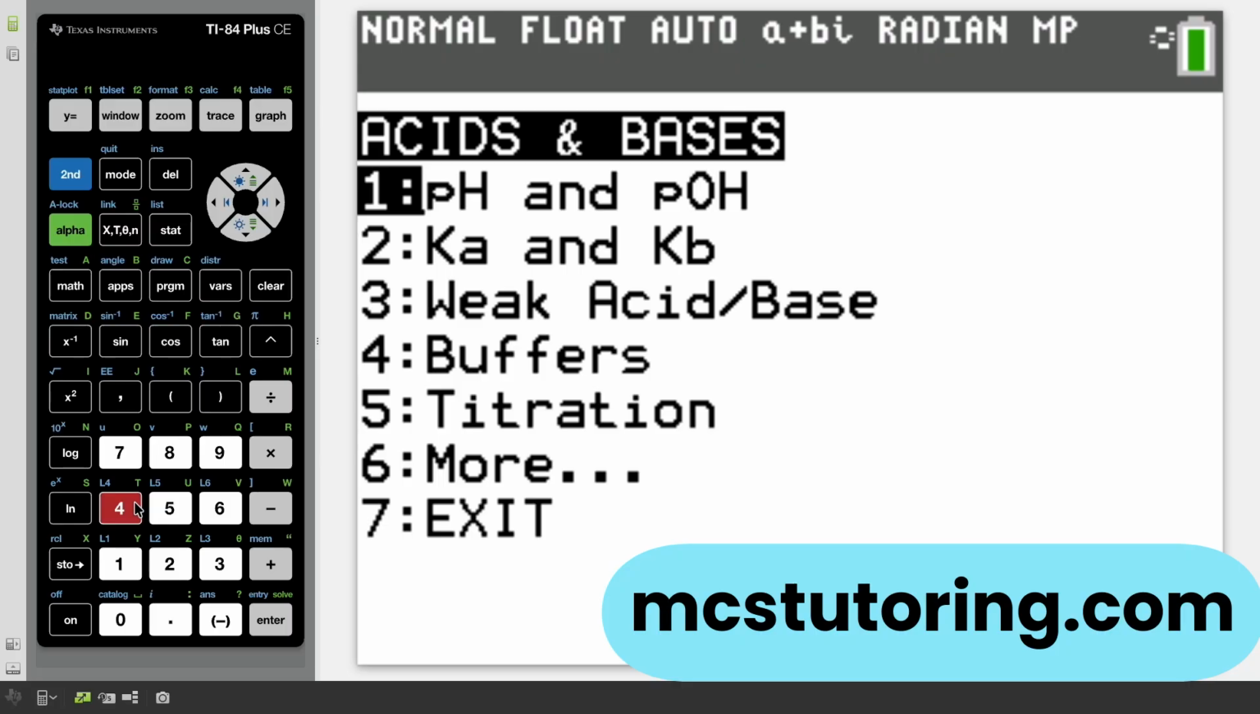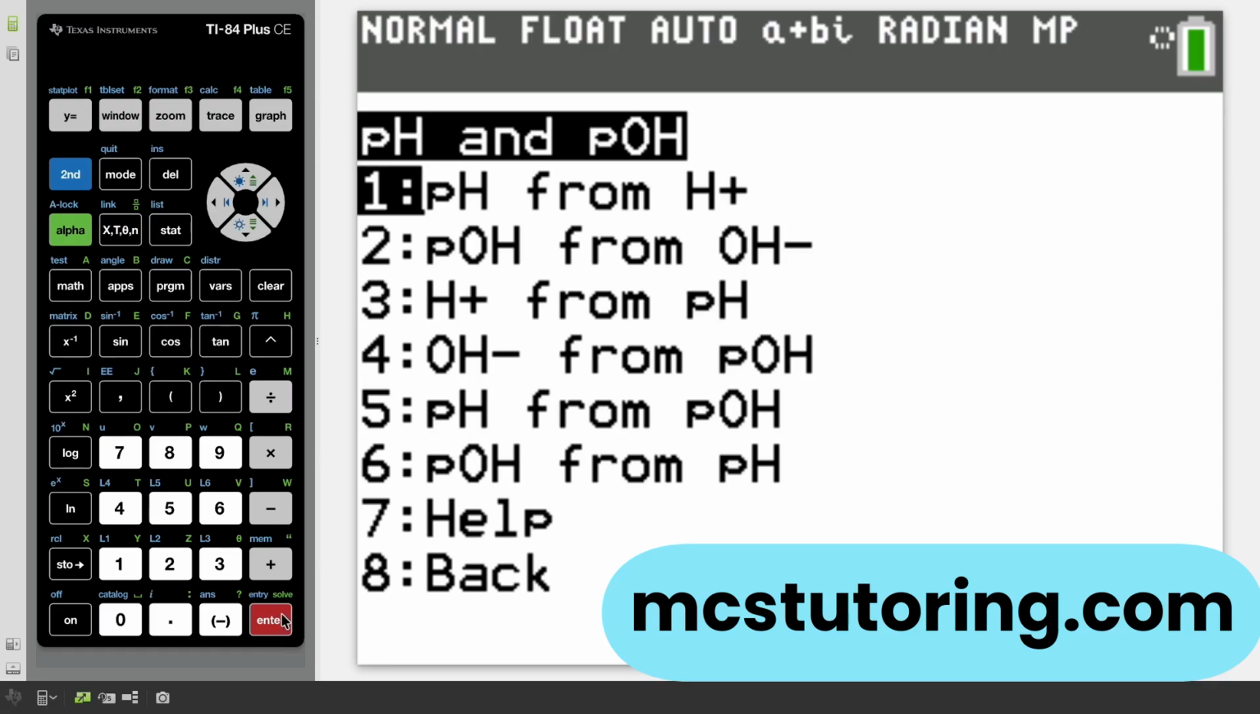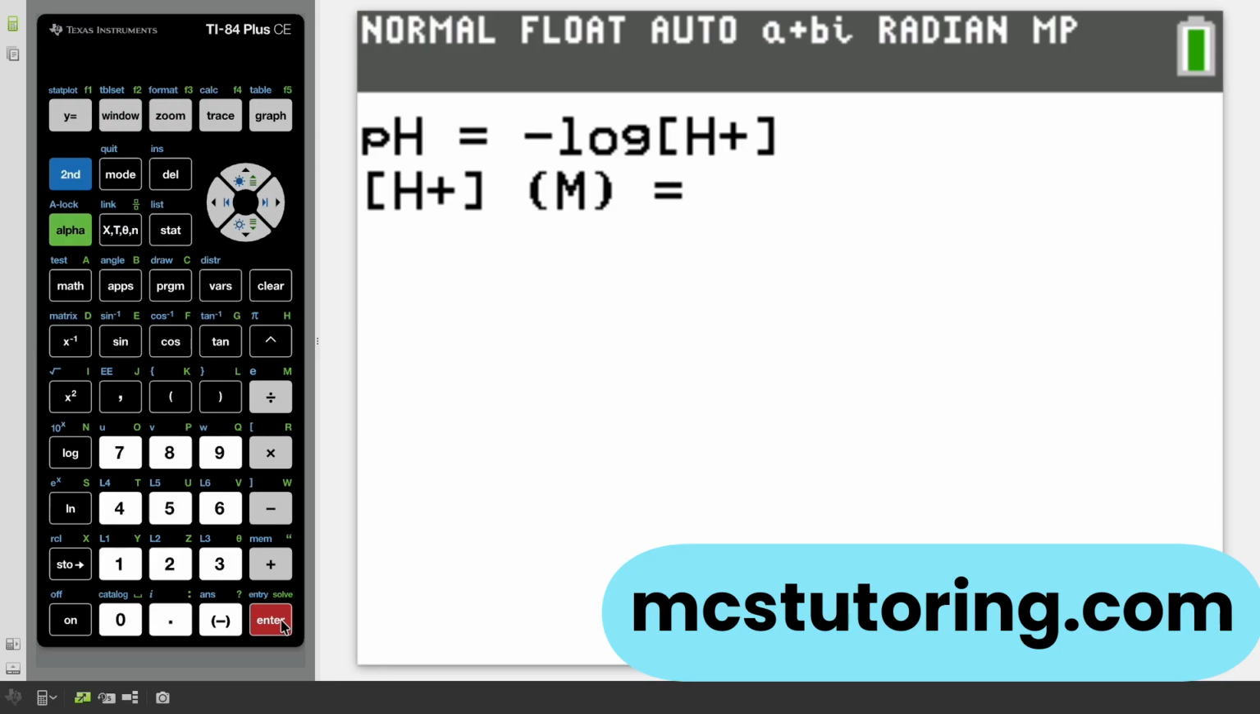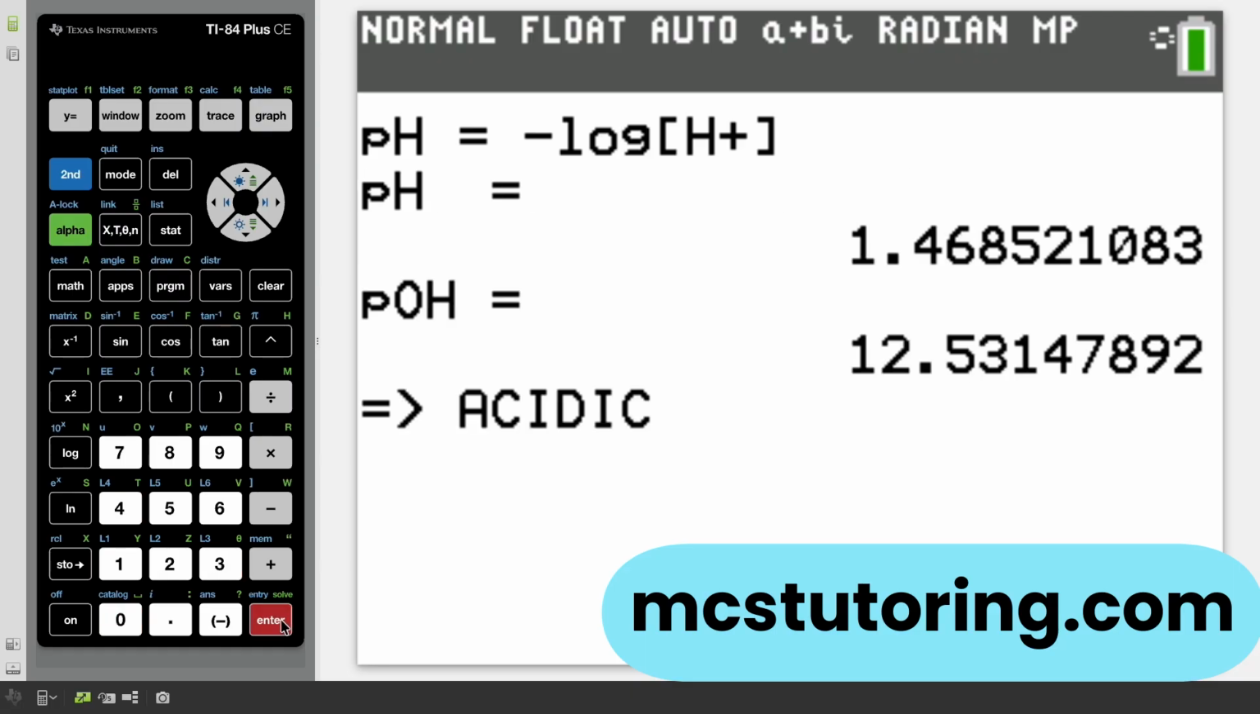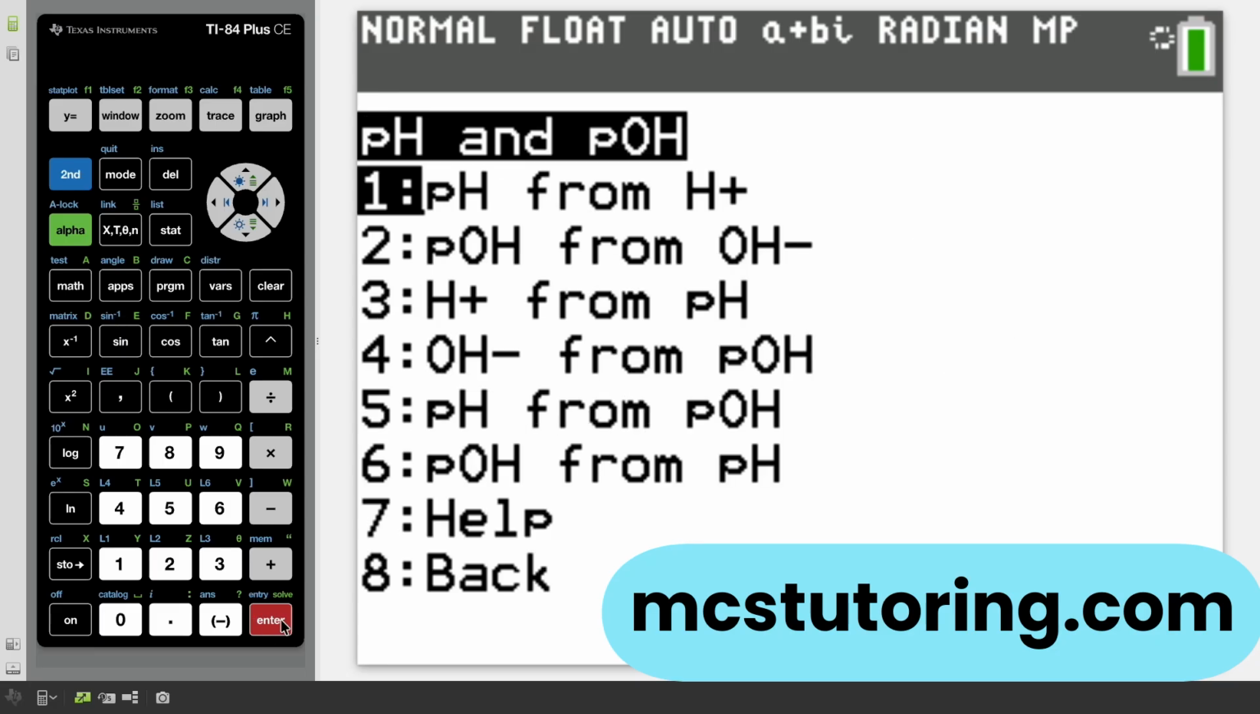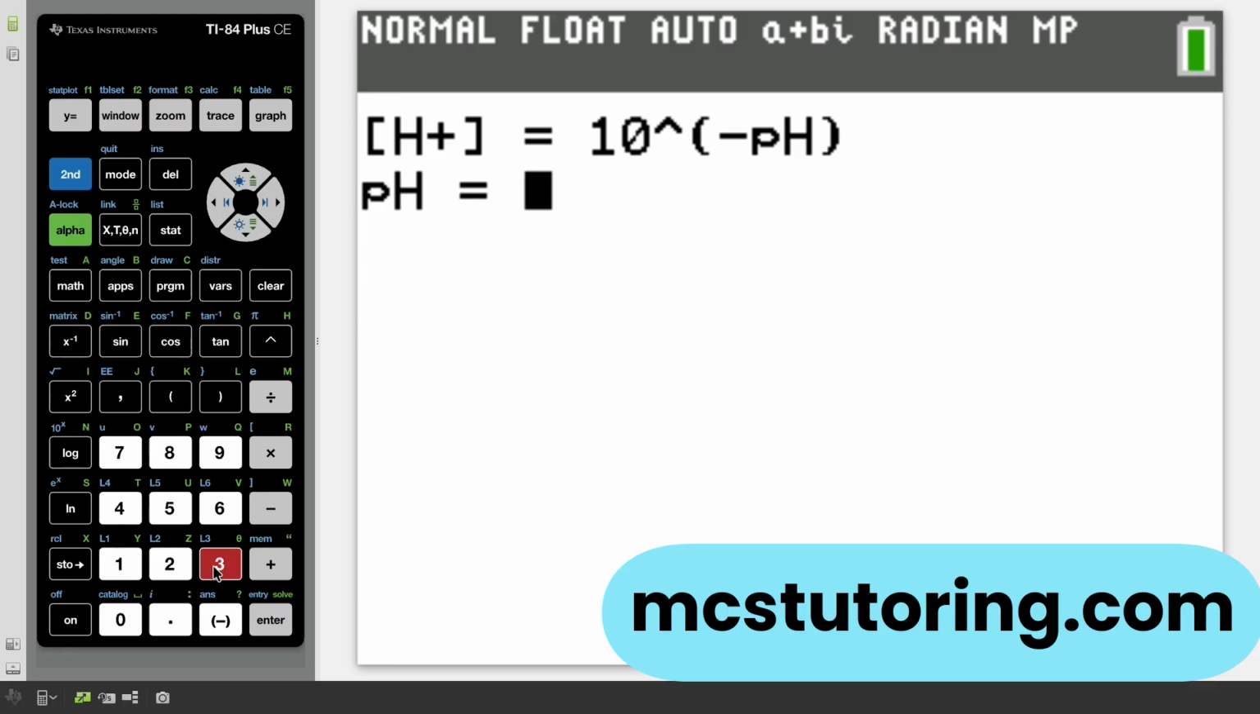The Ka and Kb section is where you calculate equilibrium constants from concentrations, convert between Ka and Kb for conjugate acid-base pairs, and switch back and forth between Ka and pKa, or Kb and pKb. There's also a Kw and conjugate pairs submenu. If you know Ka for a weak acid and need Kb for its conjugate base, or vice versa, the program handles that using Kw equals 10 to the negative 14.